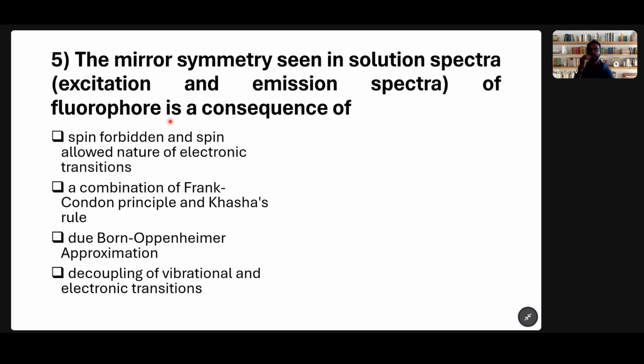The fifth question is also a very theoretical question. The mirror symmetry seen in solution spectra, either your excitation and emission spectra of a fluorophore, is a consequence of what? We all know that it's a combination of the Franck-Condon principle and Kasha's rule.